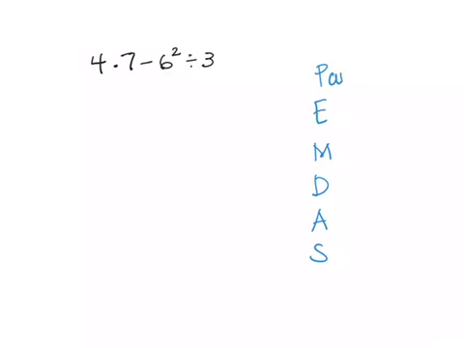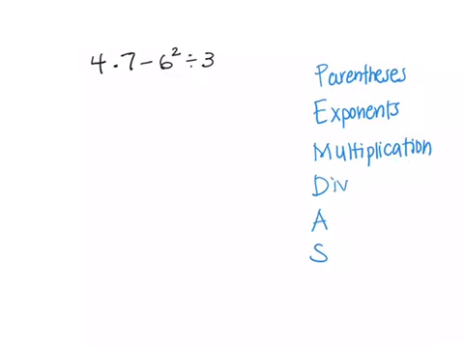So you're going to follow PEMDAS as your order. The P stands for parentheses, which really includes any sort of grouping symbols that you have in the problem. Then you have the E for exponents. Then the M is for multiplication, division. Then the A for addition. And finally the S for subtraction.